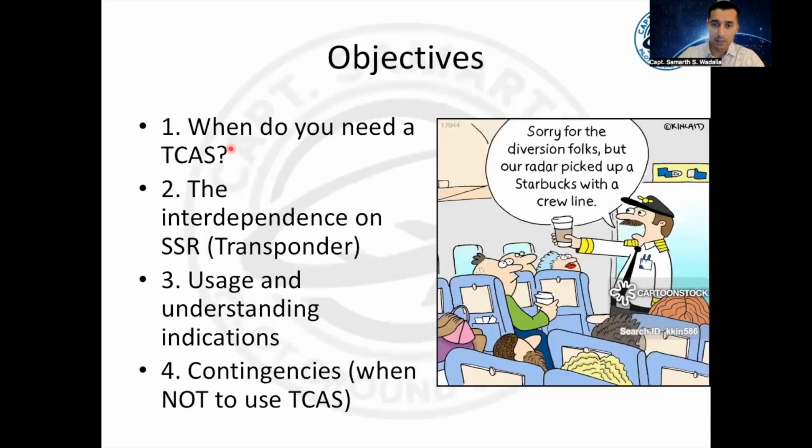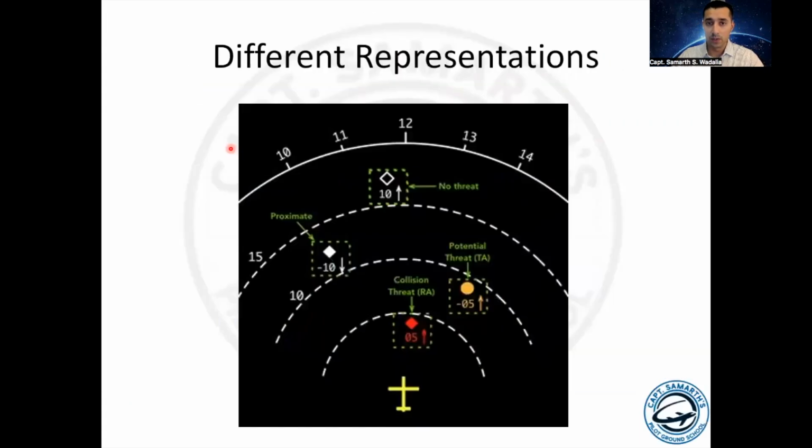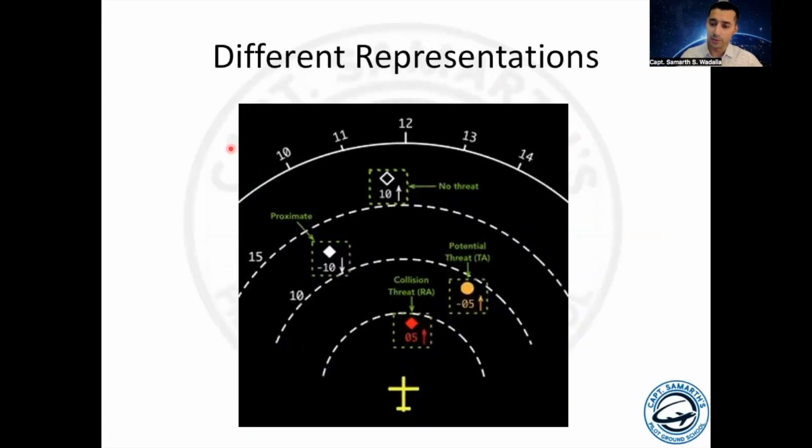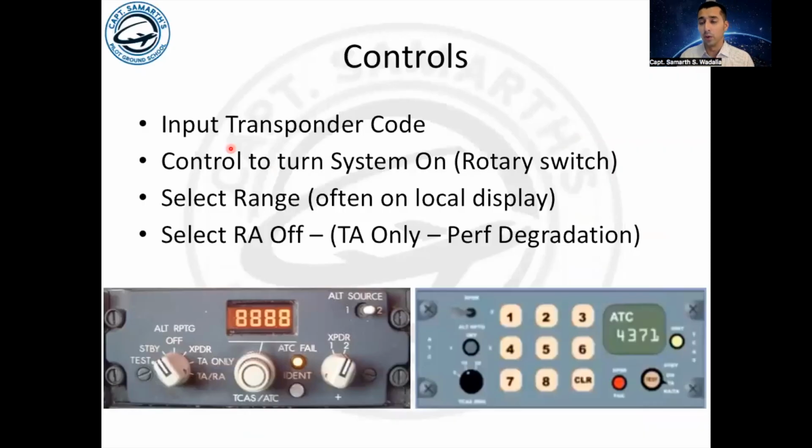So let us quickly skip ahead to the slide that we stopped at during class 1, part 1 of this TCAS briefing. We were last on the indications. We spoke about the indications. We talked about different representations, and we were going to discuss controls, SOPs, and contingencies.